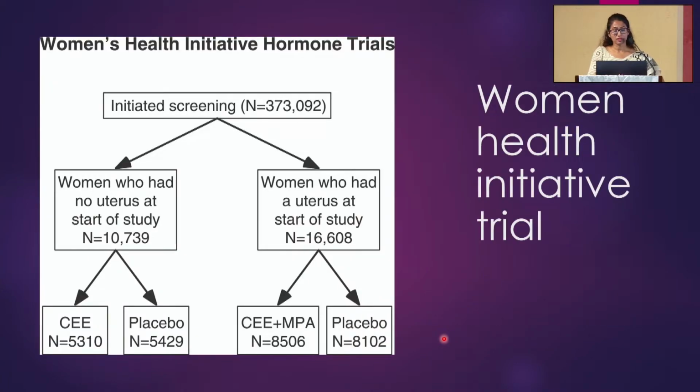So if we look at the Women's Health Initiative trial, it is important to look at this trial which has changed the landscape of menopausal hormone therapy practice. So what they did was they studied about 25,000 menopausal people, and they divided them into two groups. Women who had a uterus were treated with estrogen and progesterone combination or a placebo, or women who did not have uterus was treated with either estrogen or a placebo.